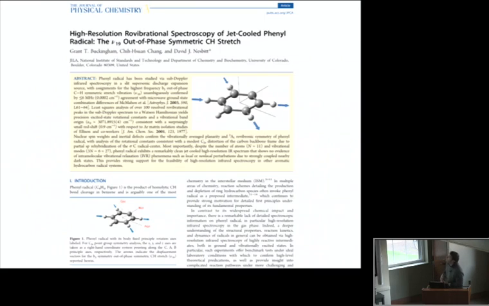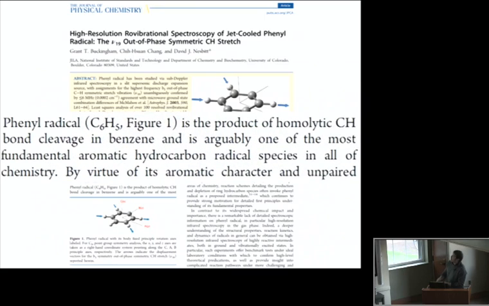Now, another paper that highlights the importance, this one by David Nesbitt, quotes that phenyl radical, which is the one shown in the picture here, is the product of homolytic CH bond cleavage in benzene and is arguably one of the most fundamental aromatic hydrocarbon radical species in all of chemistry.